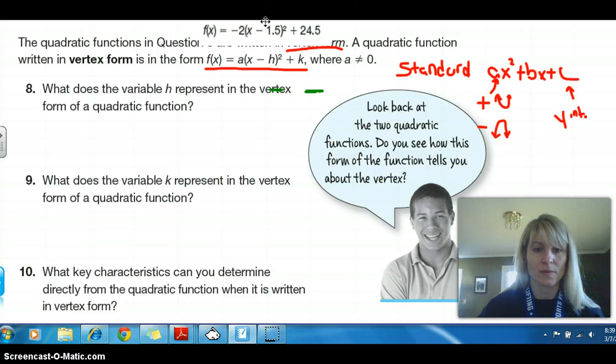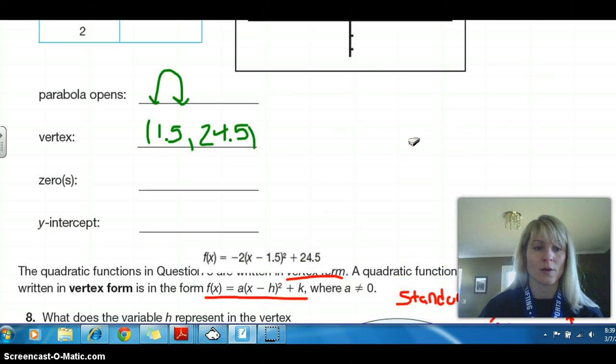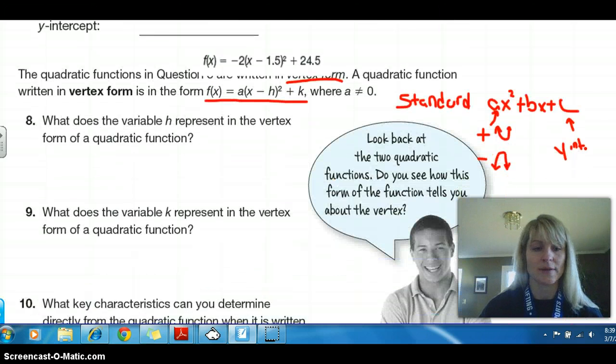So looking here, it says, what does the h represent in the vertex form of the equation? So your h is this, which we found above was our x value in the vertex. So h is your x value.